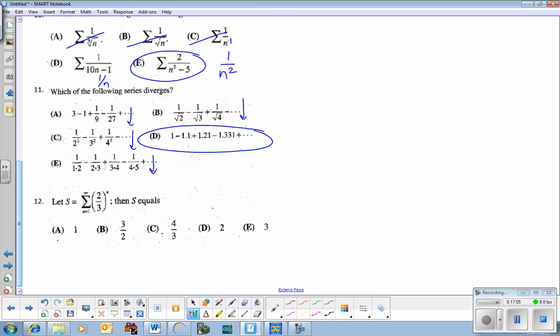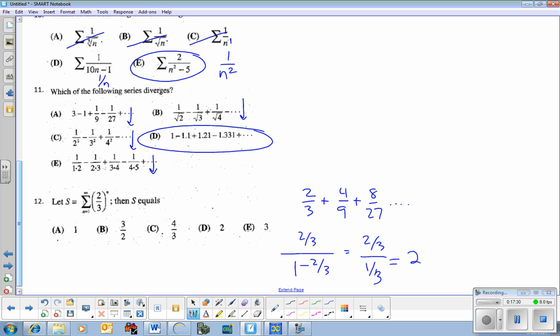And finally on 12, this is geometric. We plug in 1, we get 2/3. We plug in 2, we get 2/3 squared, which is 4/9, 8/27. All right, this is geometric. First term 2/3. Ratio also 2/3. So that's 2/3 over 1/3, which is 2/3 times 3, which is 2. All right, so those last ones move pretty quickly, especially when you compare them to these volumes and areas above.